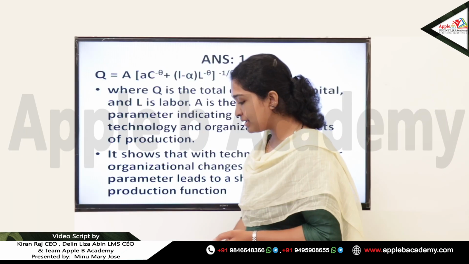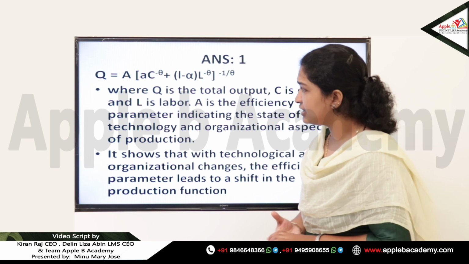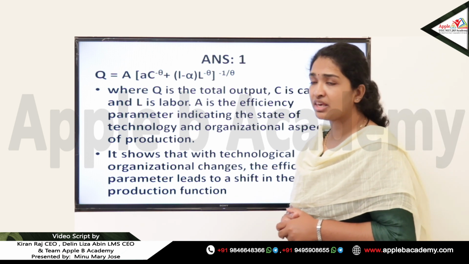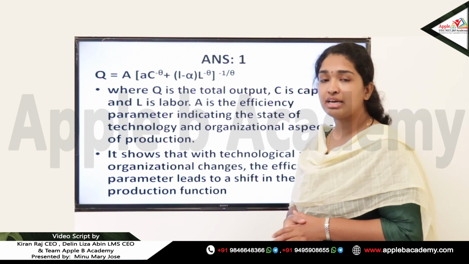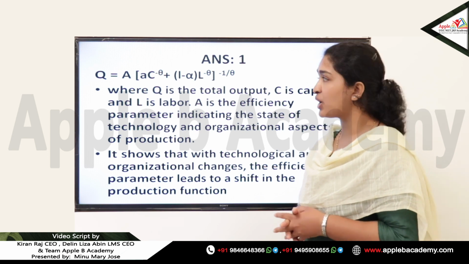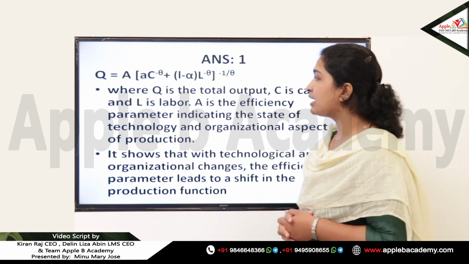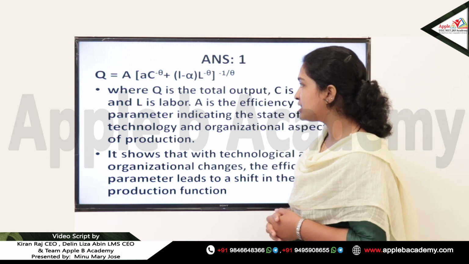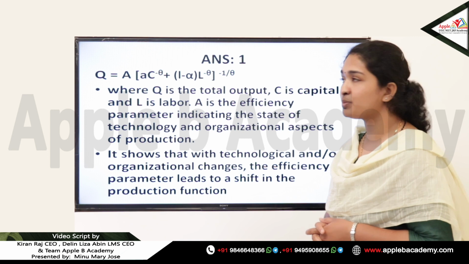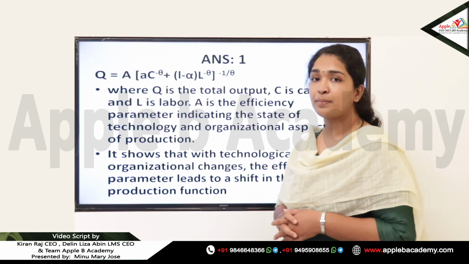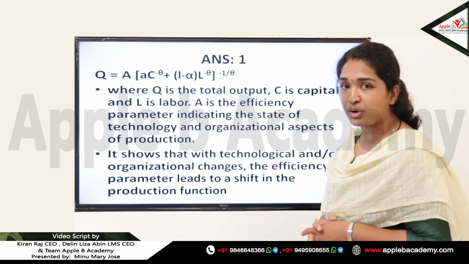So we'll check why. Again, the equation that has been given at first is an example of a CES production function. Q is equal to A into [C raised to minus theta plus (1 minus alpha) L raised to minus theta] whole raised to minus 1 by theta, which is a CES production function.